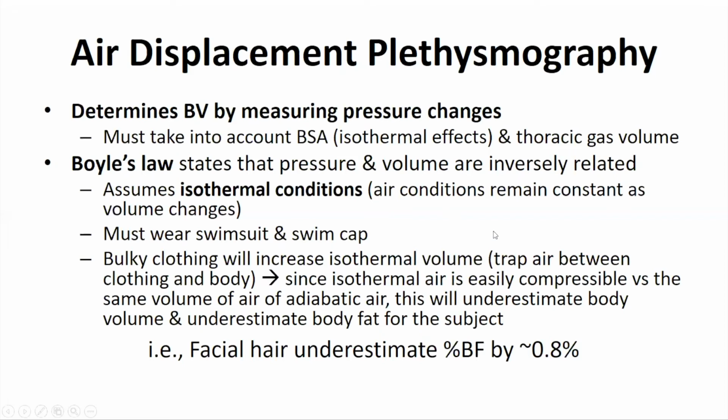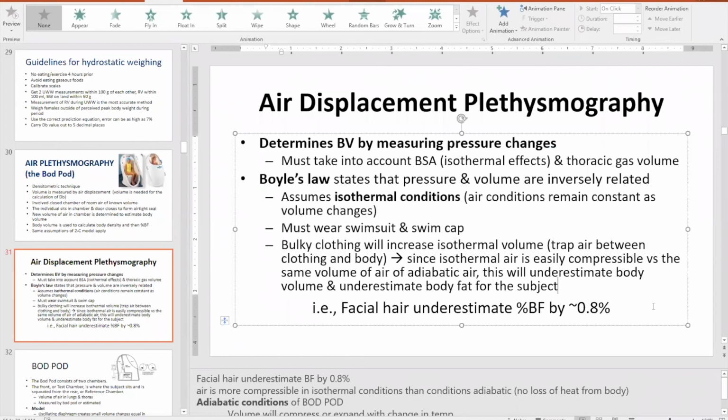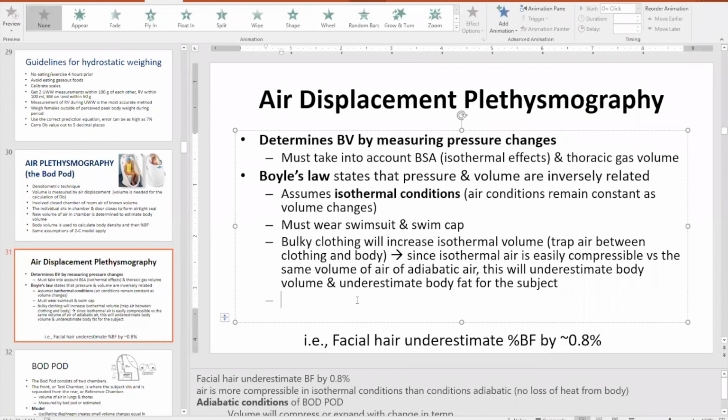So to explain this a little bit more. So if we know that the density is equal to mass divided by volume. So if we decrease volume with the bulky clothing, right? So if we wear bulky clothing, the air around the skin is going to become more compressible, and it's going to underestimate the person's body volume.